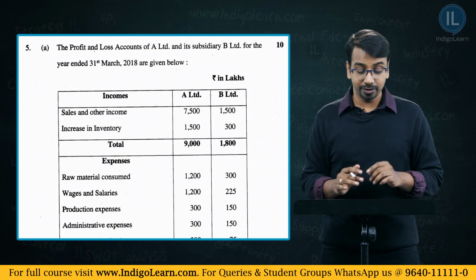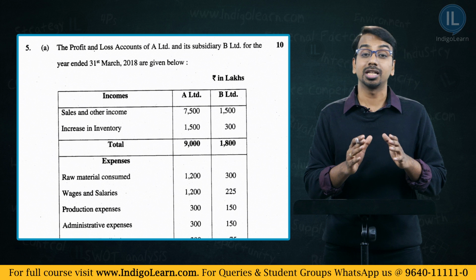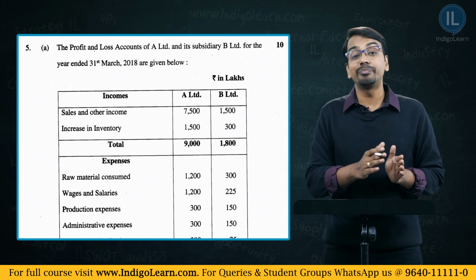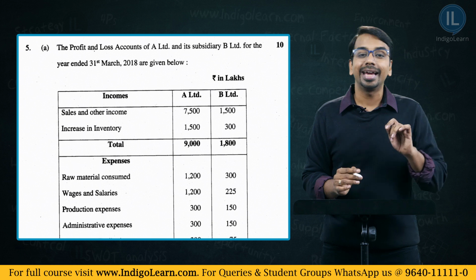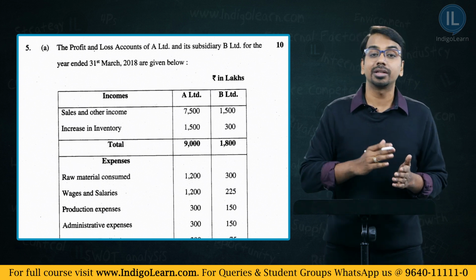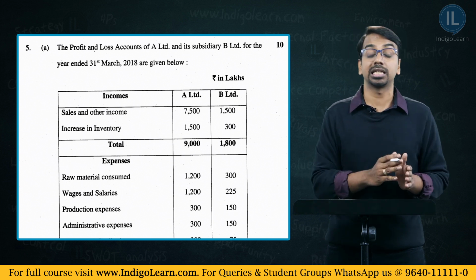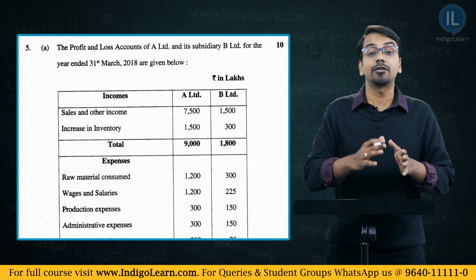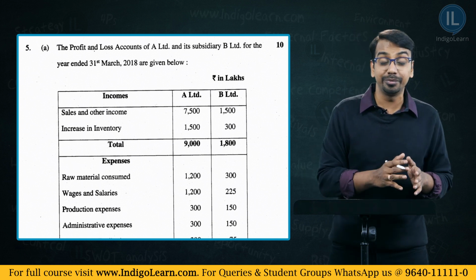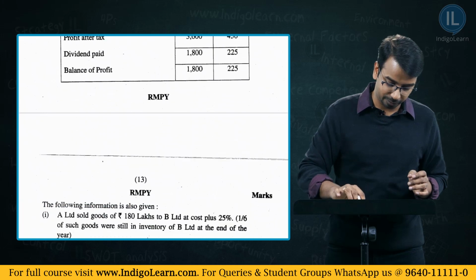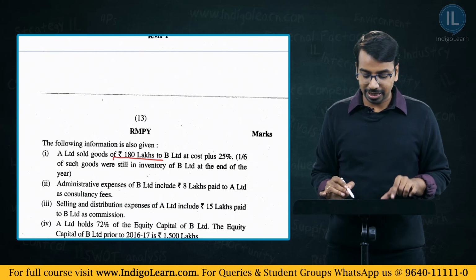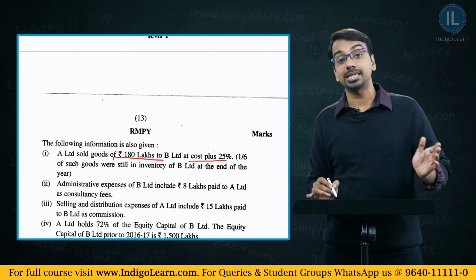Moving to question number 5 on profit and loss account for consolidation. Again here, simple question where you have to do the necessary adjustment to eliminate intercompany transactions. Whatever the expenses have been paid by one company to another company, or whatever income has been earned from another company, those have to be eliminated. And if there was any unrealized profit, which is given in the first adjustment, goods of 180 lakhs sold to B Limited at cost plus 25%.